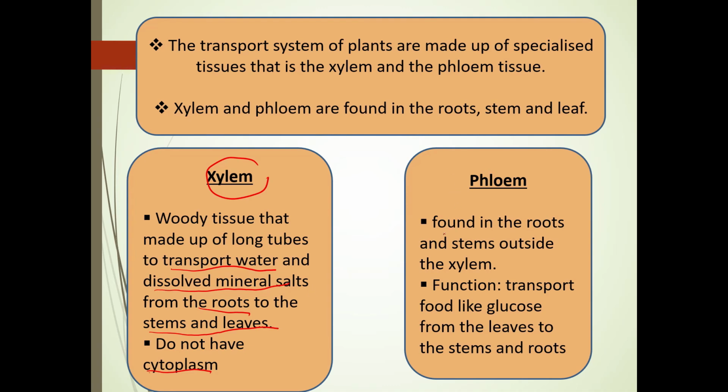And the phloem is found in the roots and stem, outside the xylem. So what is the function? It's to transport the food like glucose from the leaf to the stems and also to the roots. So this is the function of the xylem and phloem.